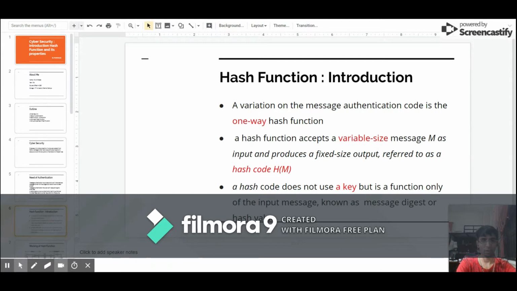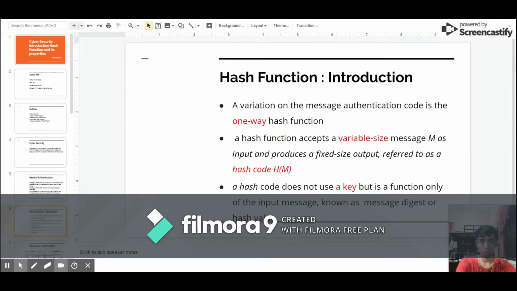The hash function takes a variable size of message, any message M, as an input, and then produces an output of fixed size. The fixed size is given in the algorithm. That output is called a hash code. A hash code does not use a key but is a function only of the input message, known as the message digest or hash value. Unlike other cybersecurity techniques, this technique does not use any kind of key. It uses only a function to convert our message.